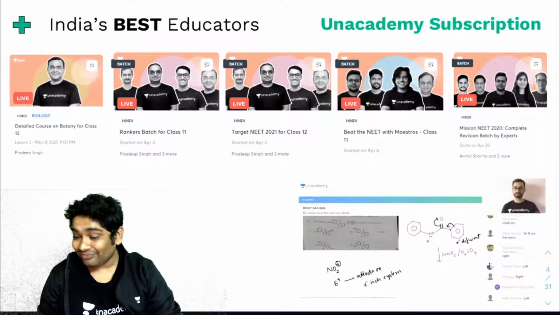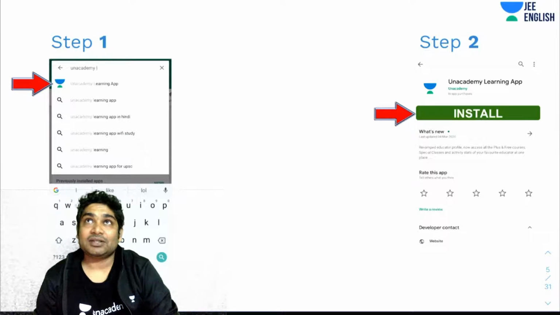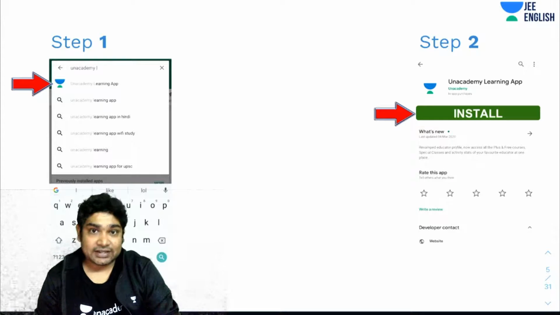Okay, 95 percentile. Let's see, 95 percentile would mean somewhere around 50,000 rank. Yes, I would say that is possible, but you'll have to really work hard, and I hope you have some of your fundamentals already in place. Then yes, it is possible.